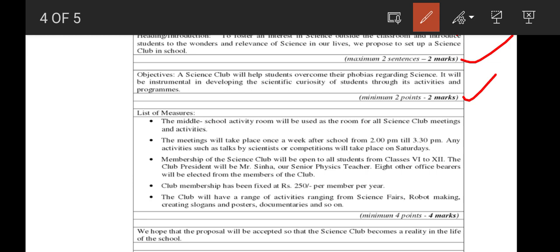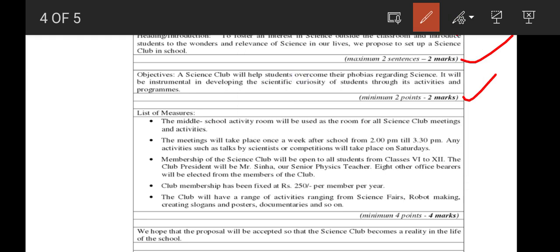Any activity such as talks by scientists or competitions will take place on Saturdays. Next, membership of the science club will be open to all students from class 6 to 12. The club president will be Mr. Sinha, a senior physics teacher. 8 other officers will be elected from the members of the club. Okay, here they have told about the teachers and the rest of the members of the school.